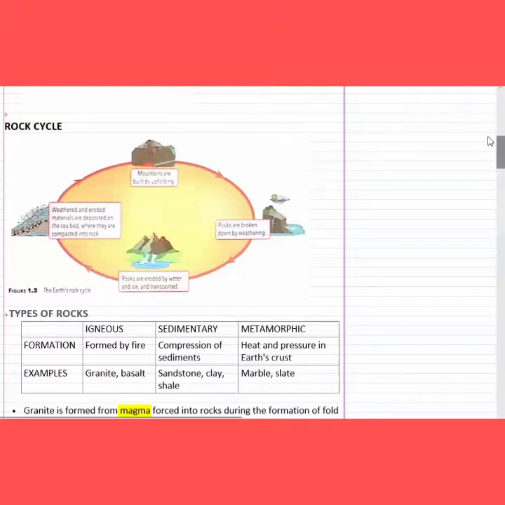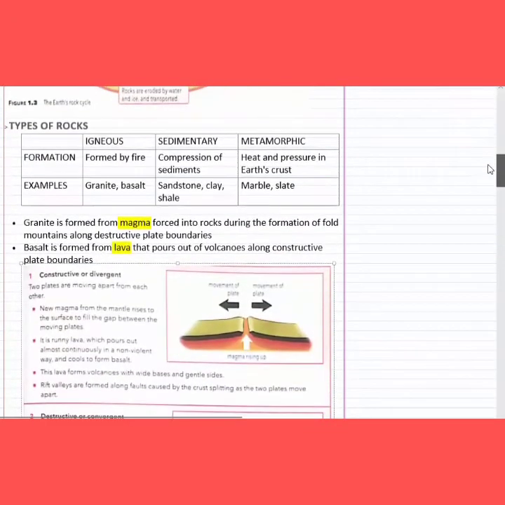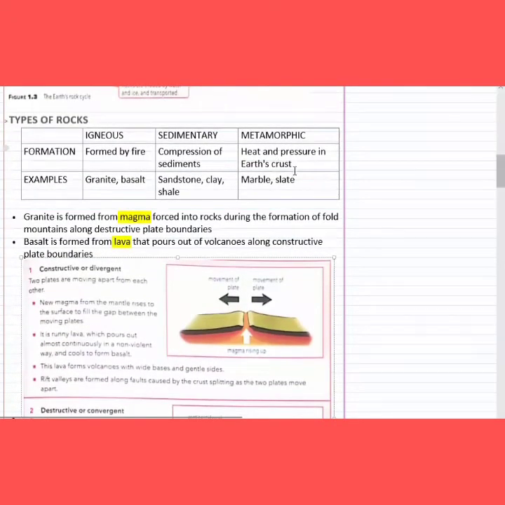Now, if you move on, you also have specific ideas on how rocks are formed. If you talk about granite, definitely they may ask you by name: describe the formation of granite, or describe the formation of basalt, sandstone, glacial. They can ask about any of these because they have included it in the syllabus, right? Granite is formed from magma forced into rocks during the formation of fold mountains along destructive plate boundaries, and basalt is formed by constructive plate boundaries.